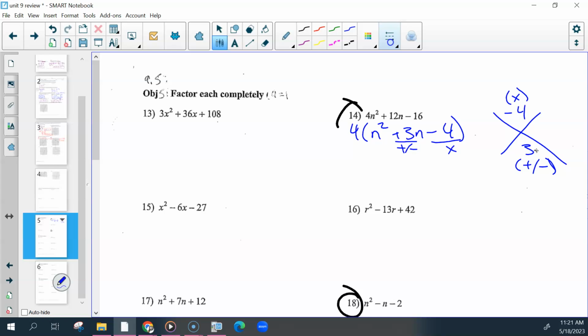Think about your factors of 4. And if you add or subtract them together, which ones give you 3? 4 and 1. And one of them would have to be negative. The 1 would have to be negative. So then, bringing down the 4, you'll have two factors. Put the variable first in both, and the two numbers you found after that. What questions do we have on that?